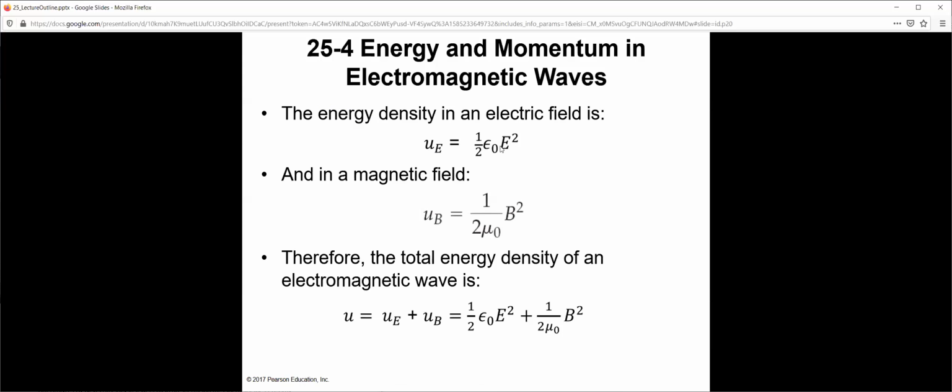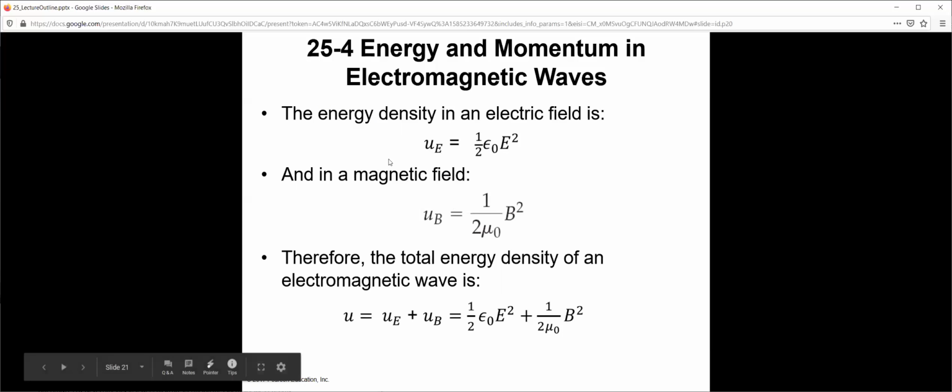Again, notice these are different constants. This is a constant associated with magnetism. This is a constant, epsilon, associated with electricity. And if you know the energy density of these particular fields, you can figure out the total energy density of an electromagnetic wave. Why are only these two, electricity and magnetism, the things we care about to figure out energy density?